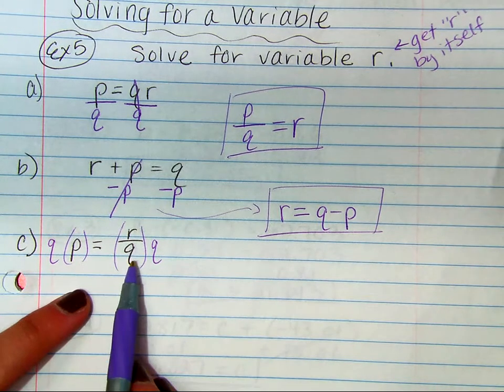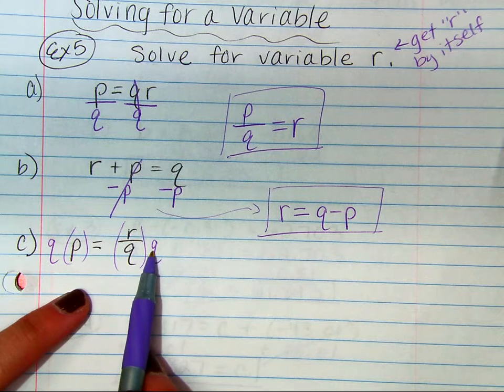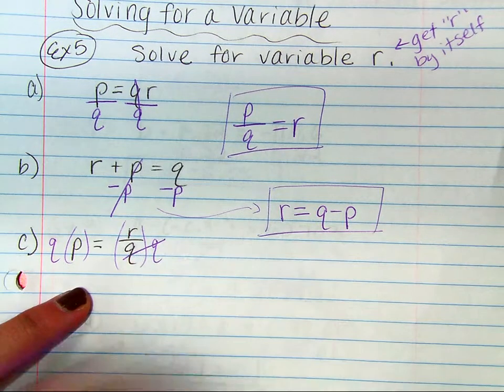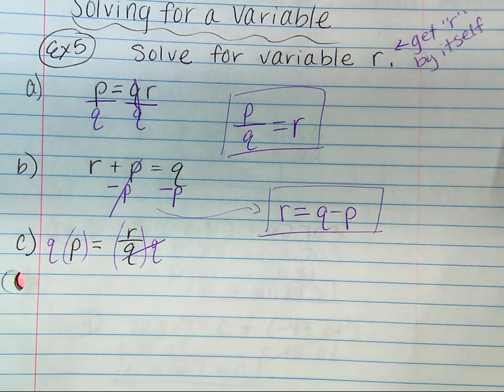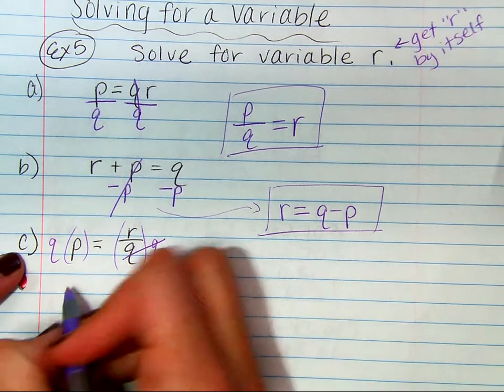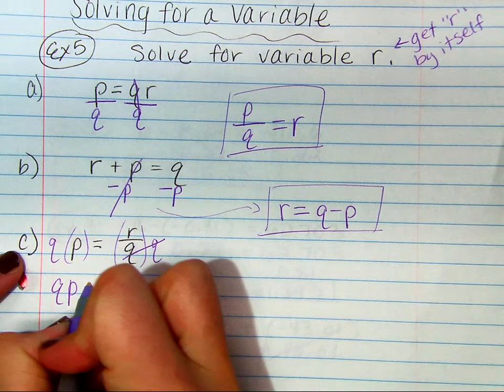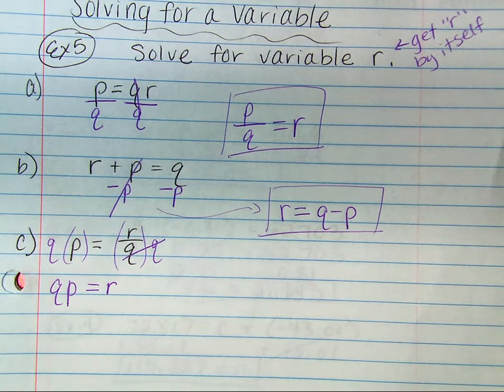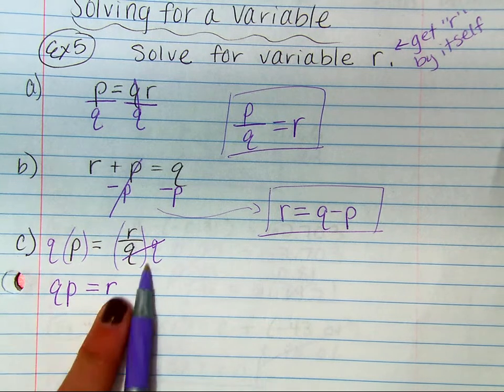So r divided by q times q, those q's are actually going to cancel out. And I'm just left with the r. So what I'm left with is q times p equals r. And let's just look a little bit closer at what we did here.